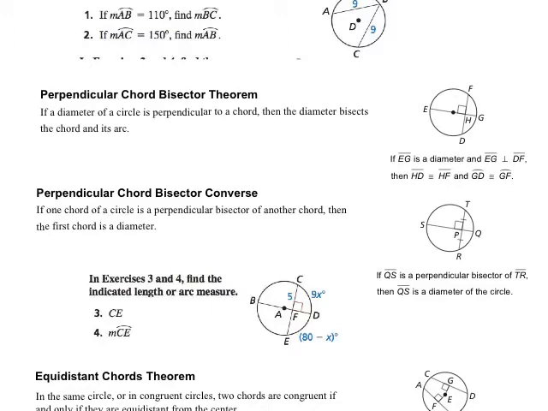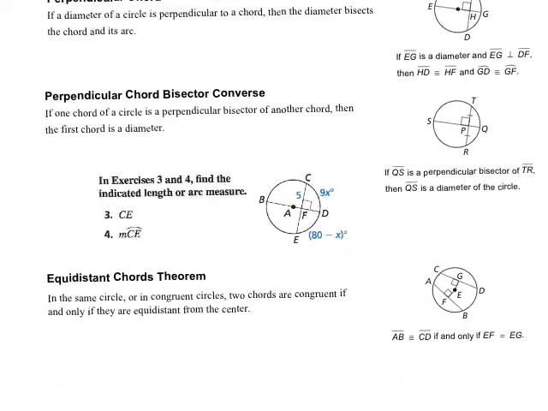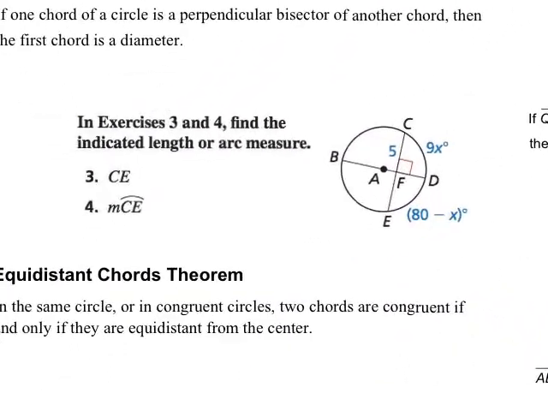All right. Go ahead and do exercises 3 and 4. Okay, so first we're looking for CE. We see that BD goes through the center of the circle, meaning it's the diameter. That means it should be a bisector of CE since it is perpendicular to CE. So if it is a bisector of CE, that means FE must also be 5. So CE must be 10.